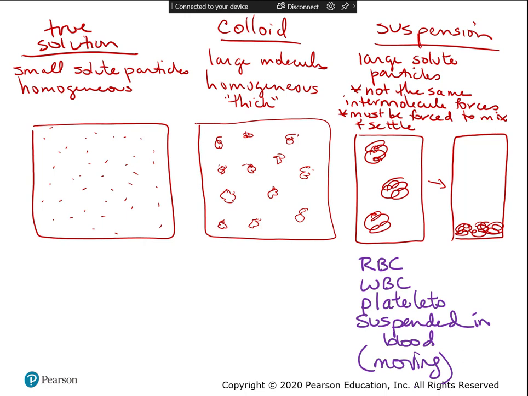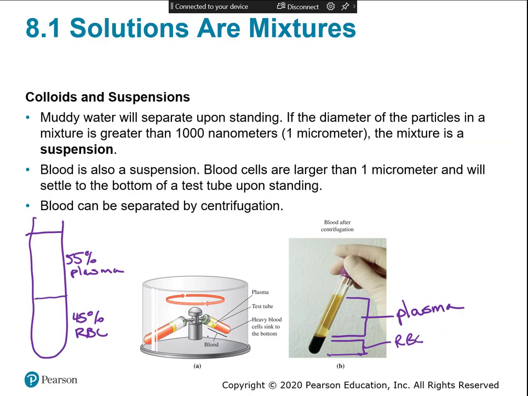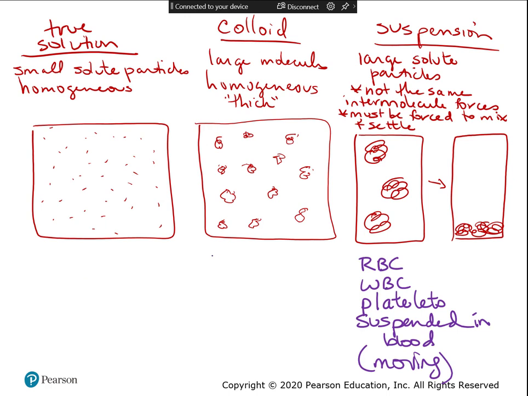But that plasma, see how it looks kind of yellowish? They say it's straw colored. If you felt plasma, plasma's thick. So which of those three types of solutions makes it thick? Colloid. The colloids. So there is actually a colloid in plasma. The colloid in plasma are plasma proteins. Proteins are large molecules that stay mixed, but they make plasma thick, more like gravy.